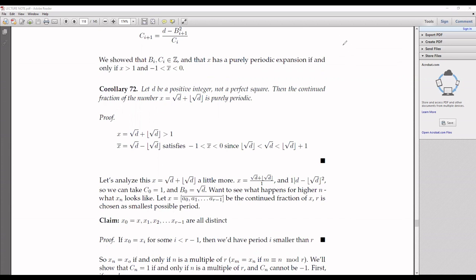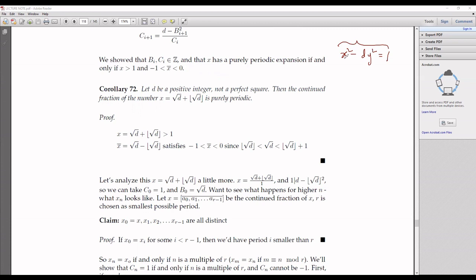Basically, the Pell-Brahmagupta equation is something that looks like this: x square minus d y square is equal to 1. This is the most common case of the Pell-Brahmagupta equation. This equation may or may not have solutions, right?